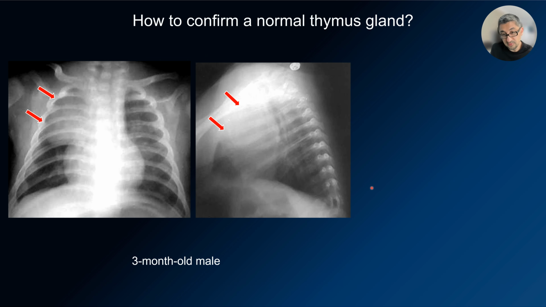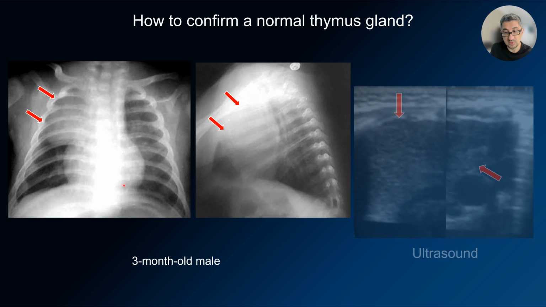But how do we confirm a normal thymus gland? We shouldn't do any CT studies. For example, in a 3-month-old male, we saw this opacity anteriorly on the right upper lung. Is this a mass or not? Shall we do a CT? No, we shouldn't. We should do an ultrasound.